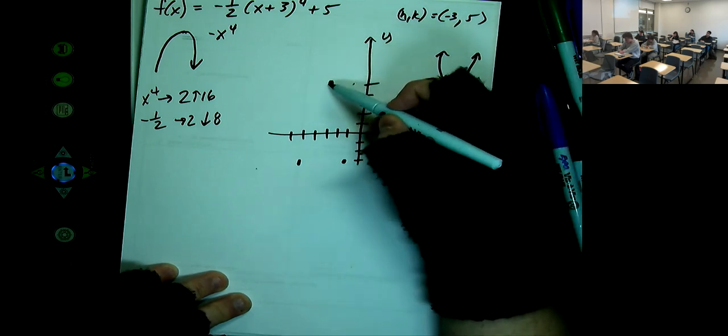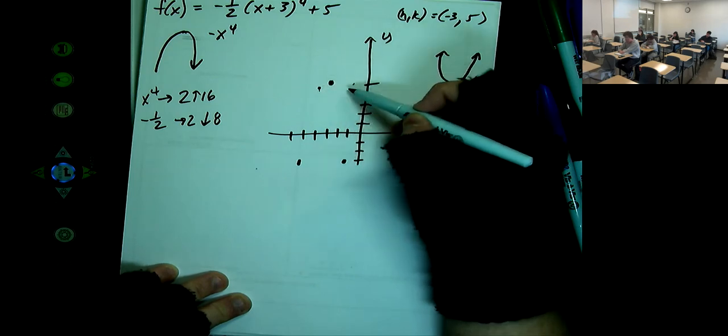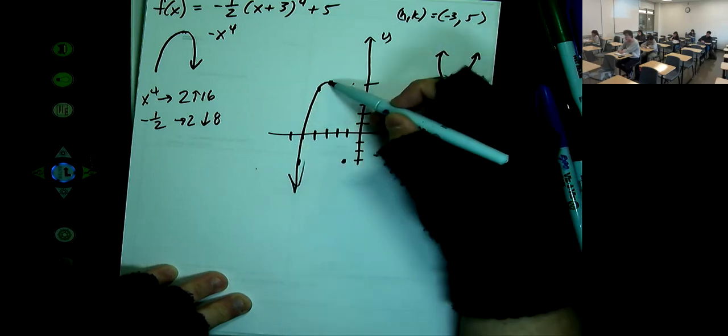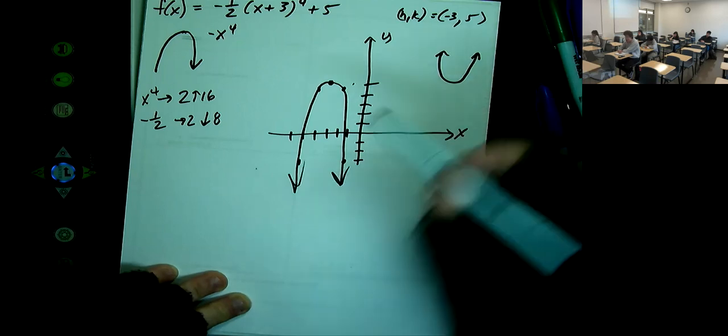And with the negative 1/2, when I go left or right 1, I would normally go down 1, but now I'm only going down 1/2. So it's kind of going like that. I don't know exactly where it crosses.